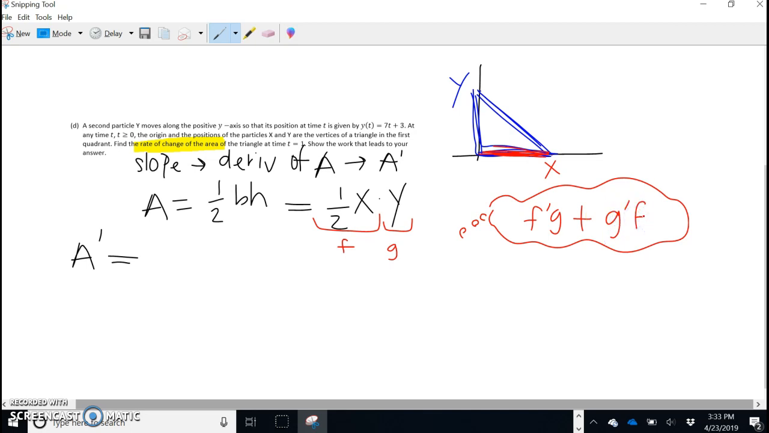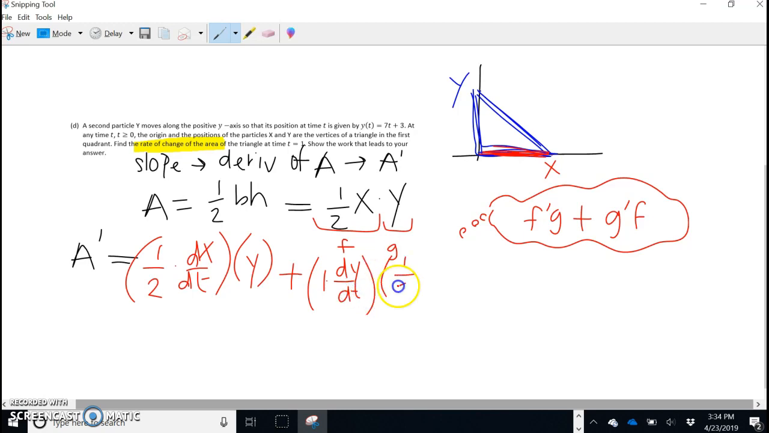So let's see. Well, the derivative of f, remember all these functions are with respect to time. So the derivative of f, 1/2 x, is 1/2 times dx/dt. Nice. That's f prime. Times g. Well, g is just y. Nothing fancy there. Plus the derivative of y, that's 1 times dy/dt, times f, 1/2 of an x.